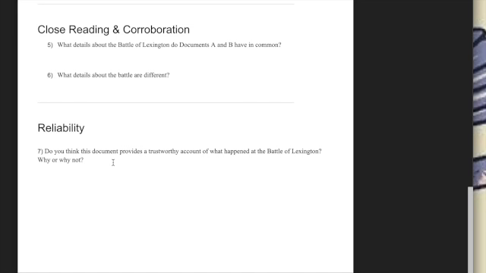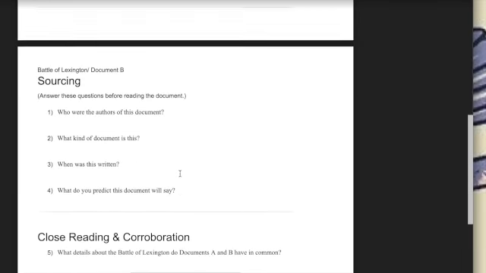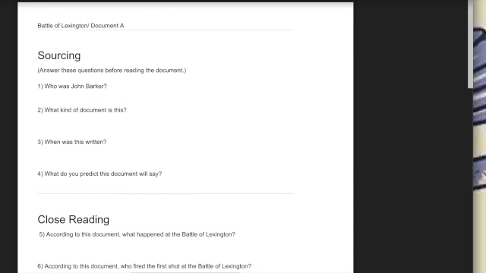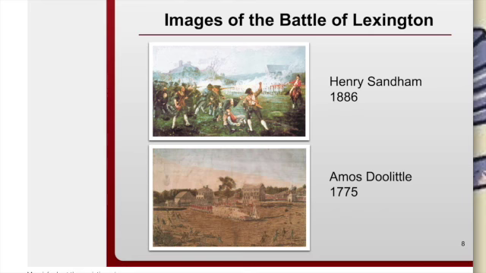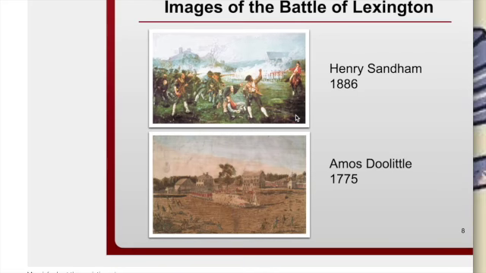And then I'd add on to it. I'd compare the two to the paintings that we saw, specifically whichever one the kids were more inclined to trust. Like, all right, let's discuss what happened in the battle and in these documents compared to these pieces of artwork, and go into that. So our class would have used the first painting, the one by Amos Doolittle, the earlier painting. But maybe your class will compare it to Henry Sandham.